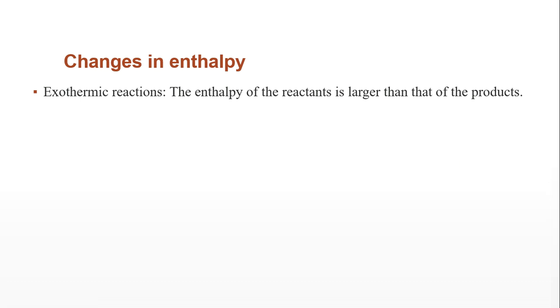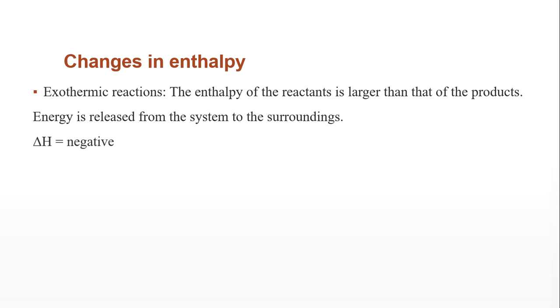Exothermic reactions are reactions where the enthalpy of the reactants is higher than that of the products. That means that energy will be released to the surroundings from the system. The sign then will be the opposite of the endothermic reaction. In this case, it's written as negative to indicate that the flow of energy goes in the direction from system to surroundings.